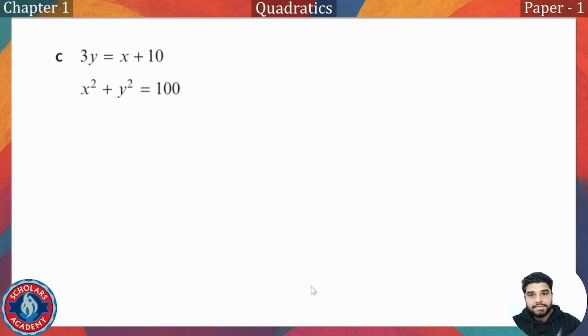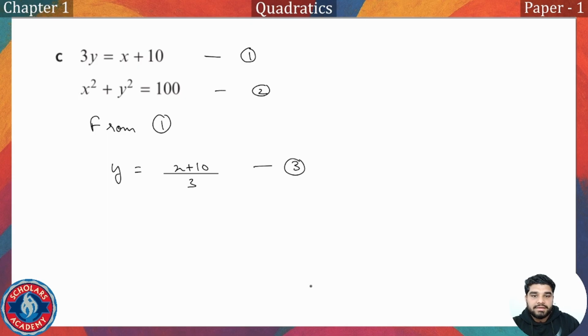All right, so 3y is equal to x plus 10 is our first equation, and x square plus y square is equal to 100 is our second equation. From the first equation, what we can do is find the value of y. So from equation number 1, we can say y is equal to (x plus 10) by 3. We can mark it as equation number 3.